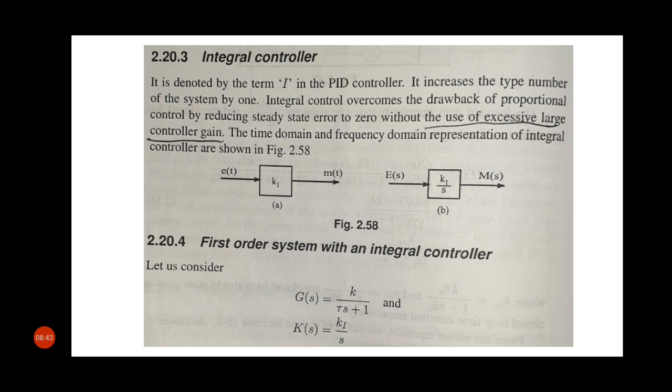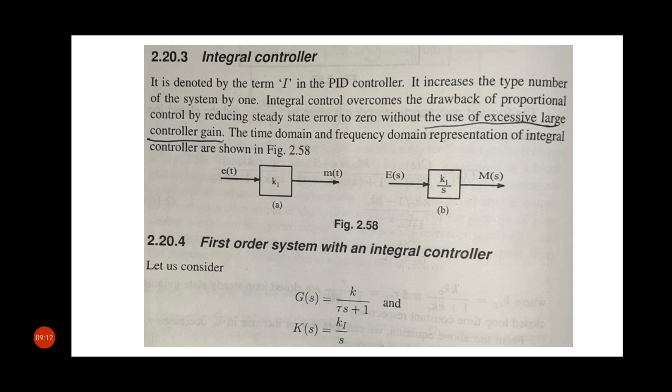So the integral controller increases the type number of the system by 1. Integral control overcomes the drawback of proportional control by reducing steady state error to 0 without the use of excessive large controller gain. The time domain and frequency domain representation of the integral controller is shown in figure 2.58a and 2.58b respectively.